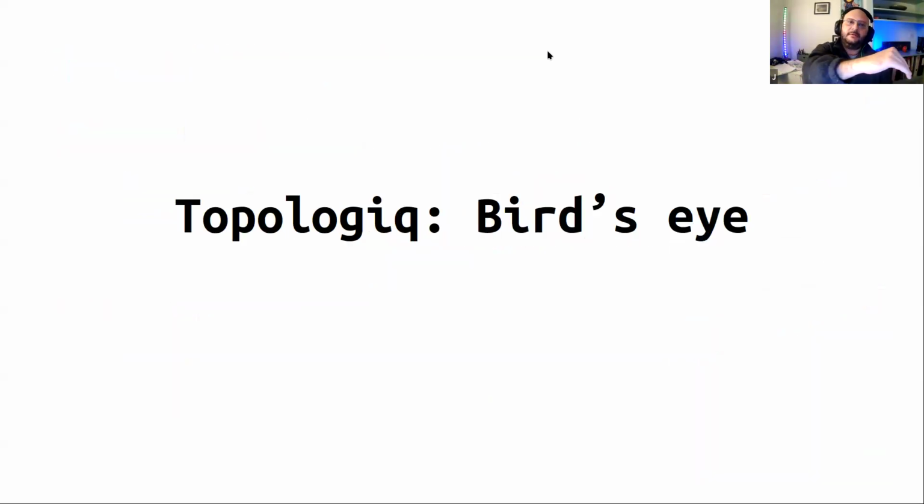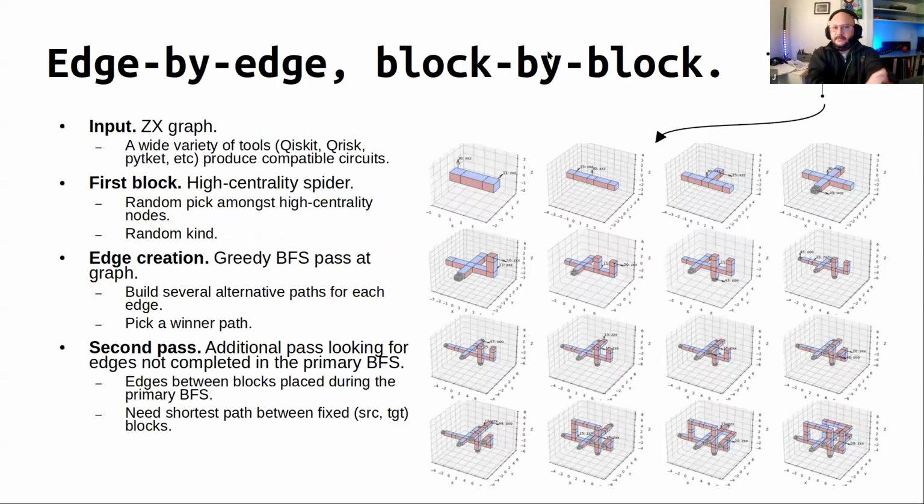I'm going to go from general to specific. So first, let's look at a general run of TopoLogic. What it does is it takes a ZX graph, which you have there in the little corner, and you can build the ZX graph with a wide variety of tools. If you know how to design a circuit, you probably know how to send a circuit to a ZX graph. If not, just look for the documentation. There'll be an export to QASM, and the QASM you can load into PyZX.